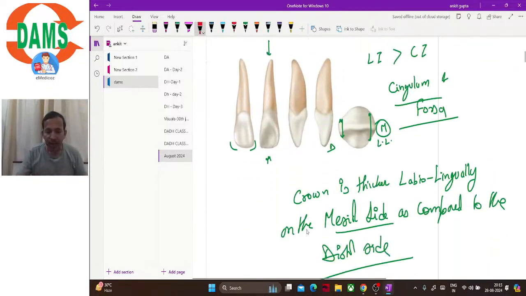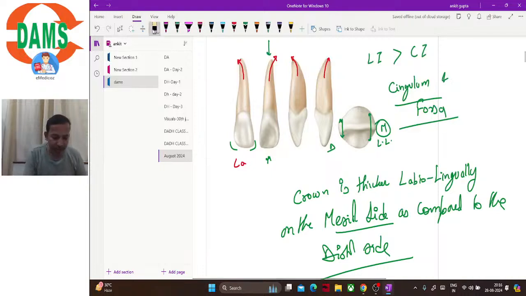So let's go to the lateral incisor. Some parts we have already discussed, but as you can see in this labial view, the root has a distal curvature, isn't it? The root also has a slight labial bend. So the root bends both in the labial and in the distal directions, right?